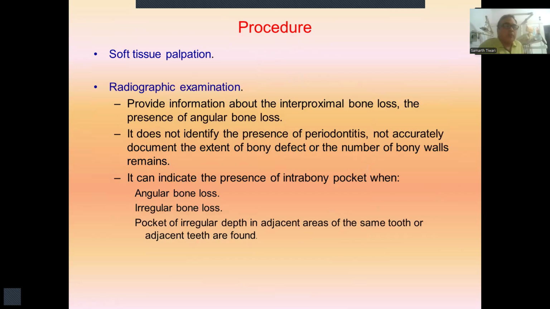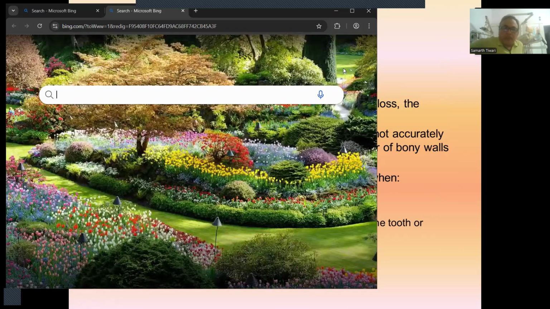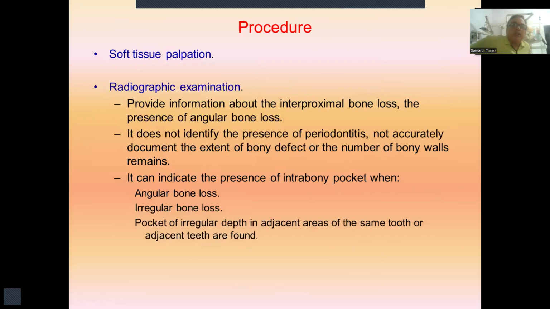Procedure: soft tissue palpation, radiographic examination. Radiographic examination provides information about interproximal bone loss and presence of angular bone loss. It does not identify presence of periodontitis, nor accurately document the extent of bony defect or the number of bony walls remaining. It can indicate presence of an intrabony pocket when angular bone loss, irregular bone loss, or pockets of irregular depth are found in adjacent areas of the same tooth or adjacent teeth.